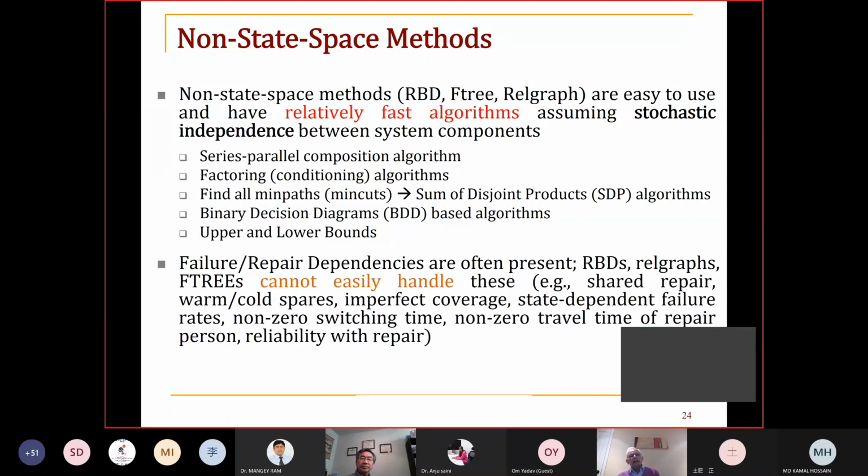But the problem is that dependence does occur quite often in practice with respect to failures and with respect to repairs. And these simple model types that we described are not easily able to handle these. These kinds of dependencies include shared repair, warm or cold spares, imperfect coverage, state-dependent failure rates, non-zero switching time, non-zero travel time of the repair person, reliability with repair, and so on.